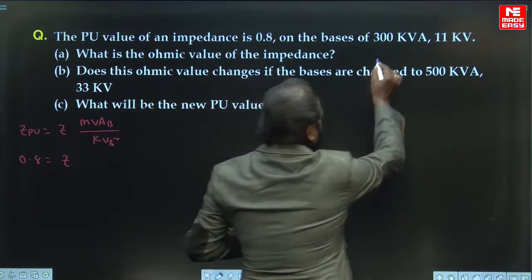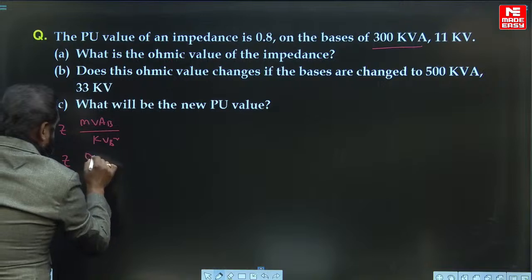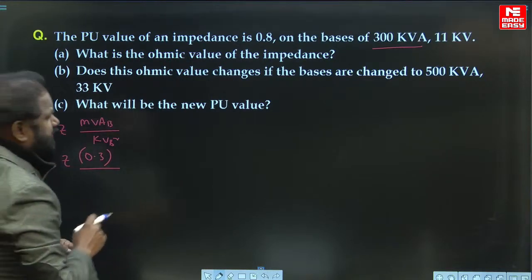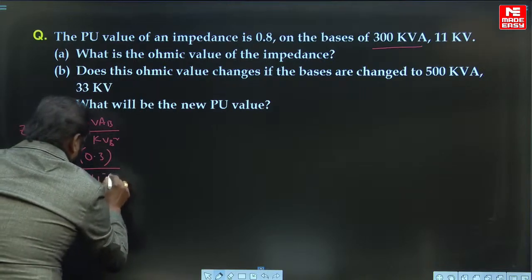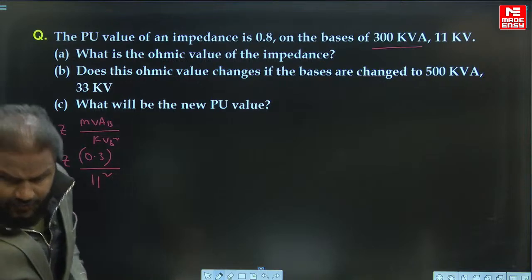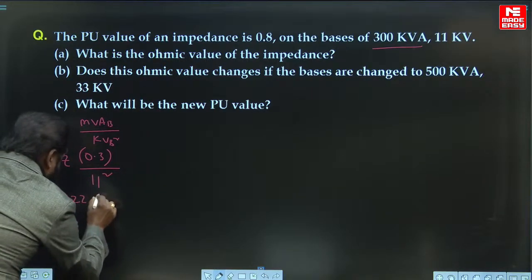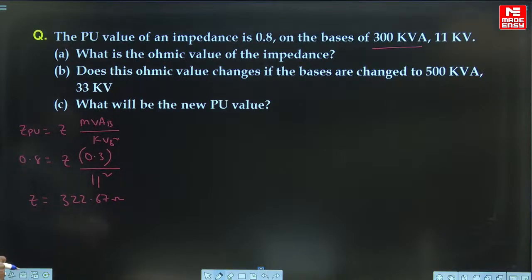So Z per unit is equal to 0.8, and the question asks for Z. MVA here is given in kVA, so it has to be taken as 0.3, divided by kV base square. kV base square is equal to 11 square. From this you can solve Z as the value of 322.67 ohms. This is the ohmic value.